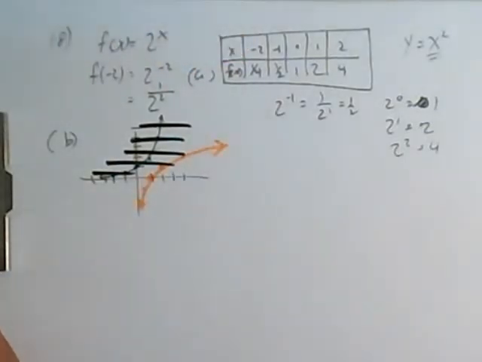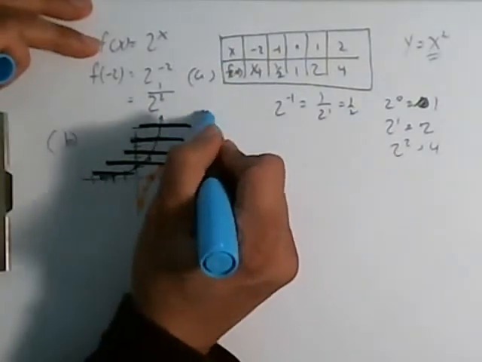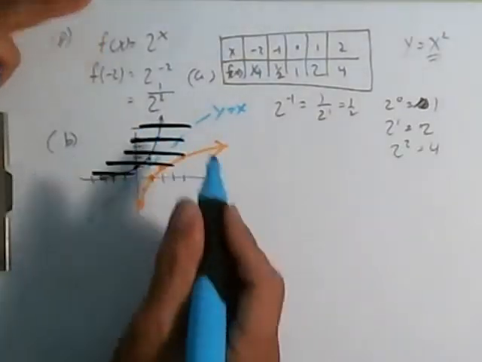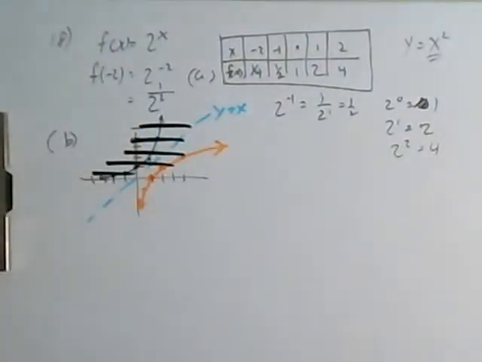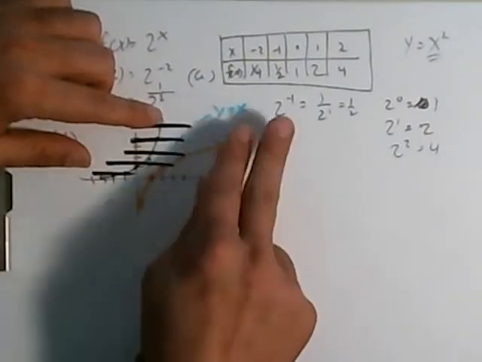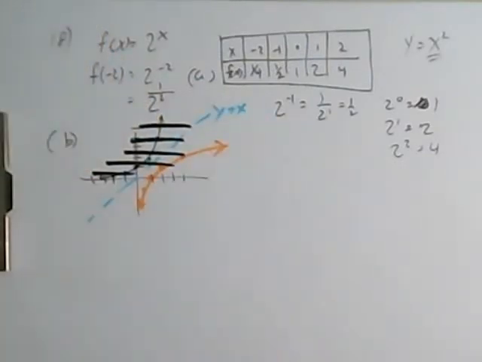And there's your inverse function. Notice if I use a blue line, and I use the y equals x line right there, it looks like it's a mirror image of that line, y equals x. Notice that y equals x, x and the y can be interchanged. Okay? So, that's it. Oh, almost.